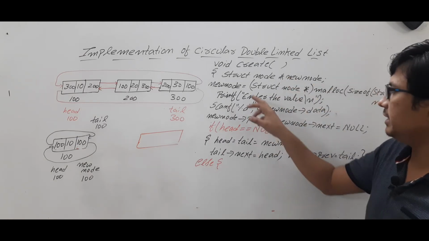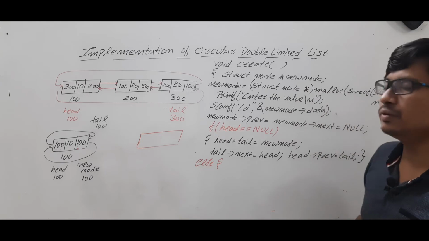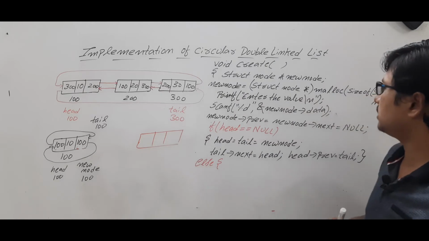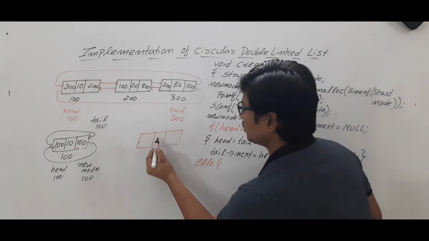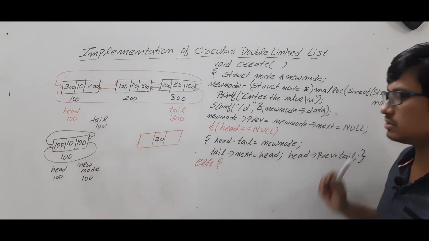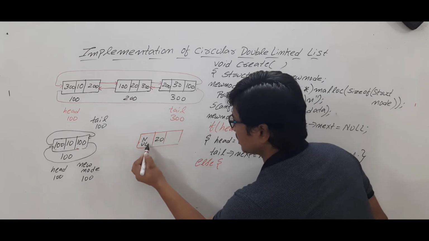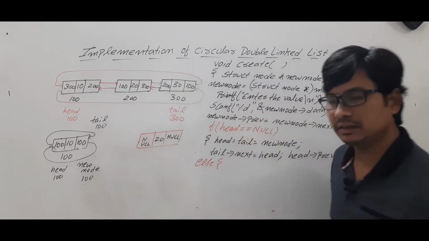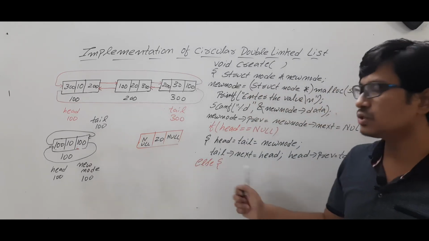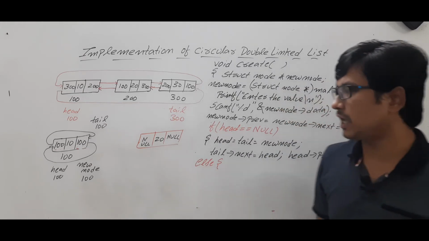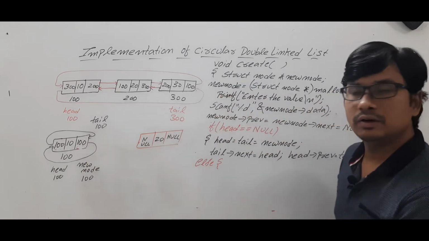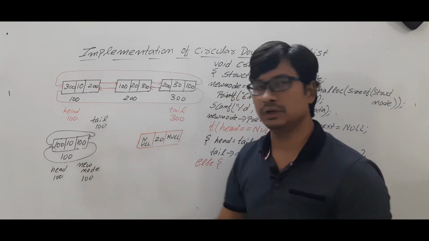The new node pointer will be declared, and using the malloc function we will allocate the memory for the node. The user has entered a value, let's assume 20, and new node of previous is equal to new node of next is equal to null. So here you have assigned the null value, here also you assign the null value. Now head is not equal to null because head is 100, so it will come to the else block. Then what steps do I have to do? I want to insert this node here. Already one node is there, now I want to attach this node.